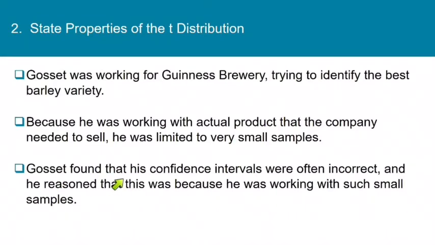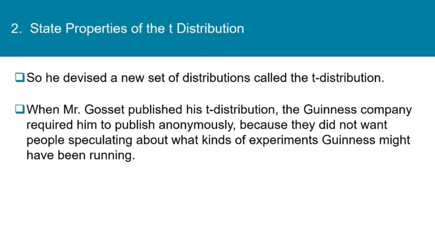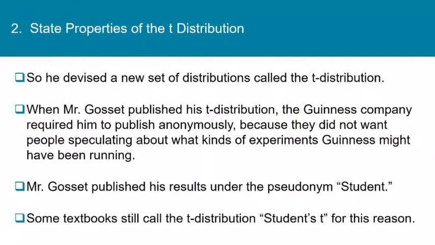So, Gossett found that his confidence intervals were often incorrect, and he figured that this was because he was working with such small samples. So, he devised a new set of distributions that he called the t-distribution. And it was pretty groundbreaking because they'd never been able to use such small samples before, and Gossett figured out a way to do that. However, the Guinness Company required him to publish his results anonymously because they didn't want people speculating about what kind of experiments they might have been running on their beer. So, Mr. Gossett published his results under the pseudonym Student. And for that reason, lots of textbooks still call this distribution Student's t-distribution.